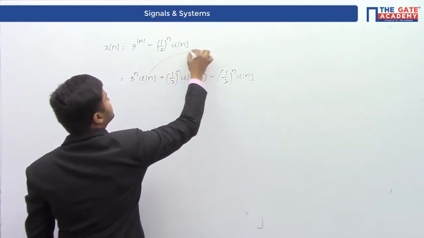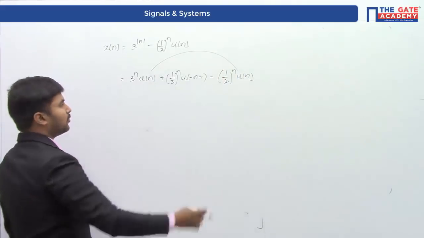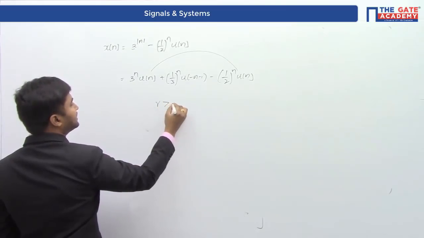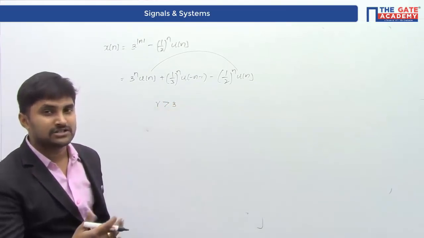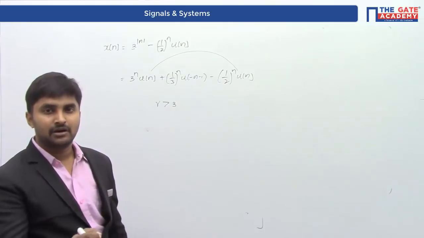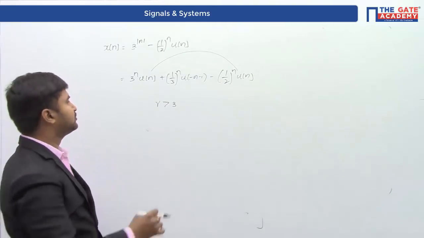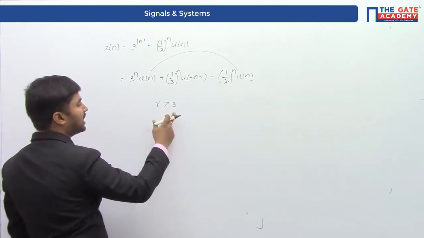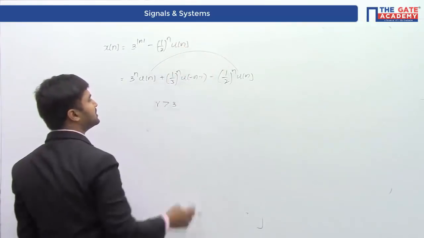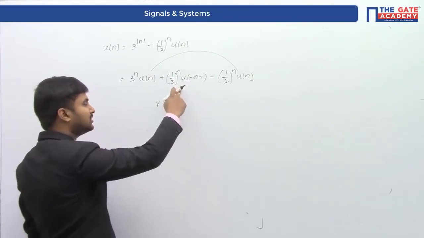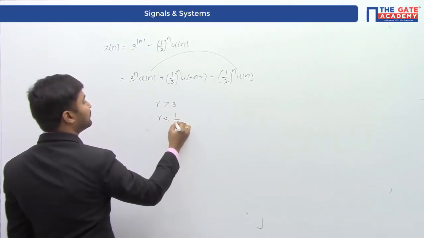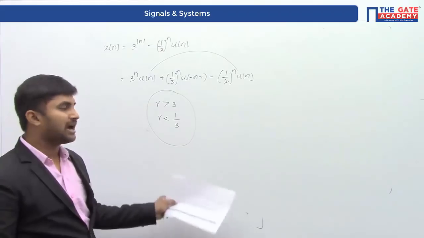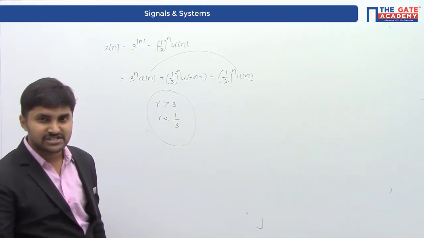Please tell me, what is the ROC for the causal part? ROC for the causal part is R greater than 3. ROC in the case of a causal function is always bounded by the outermost pole, and the outermost pole is nothing but z equal to 3. So R greater than 3 will be the ROC in the case of a causal function. There is only one anti-causal function, whose ROC is going to be R less than 1 by 3. Is there any common region of convergence?